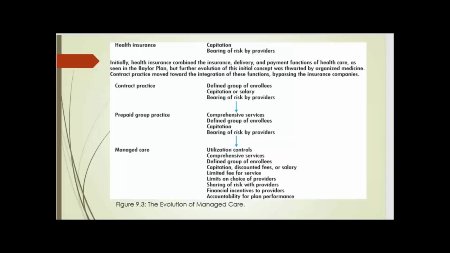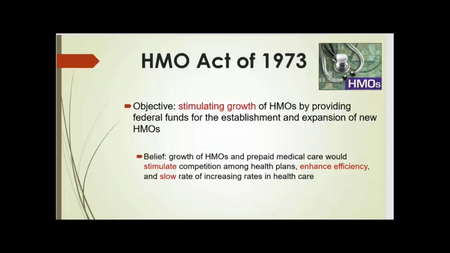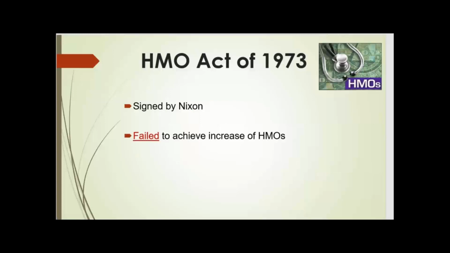All right, so now we're going to jump to slide number 15 and just briefly talk about the HMO Act of 1973. Now, the objective was stimulating growth of HMOs by providing federal funds for the establishment and expansion of new HMOs. Now, the belief was the growth of HMOs and prepaid medical care would stimulate competition among health plans, enhance efficiency, and slow the rate of increasing costs in health care. And it was signed by Nixon and failed to increase HMOs.